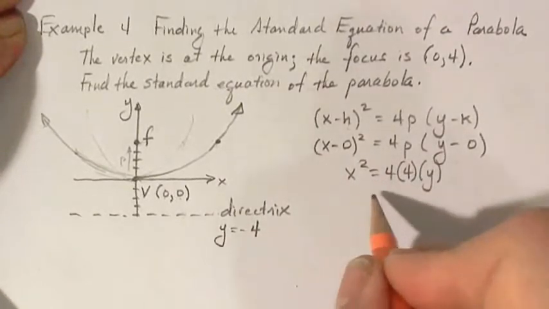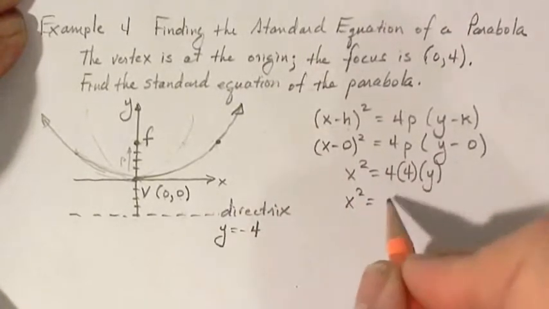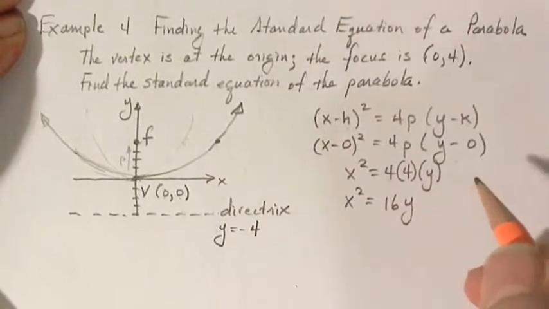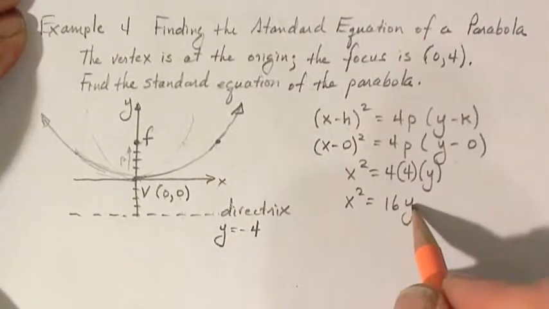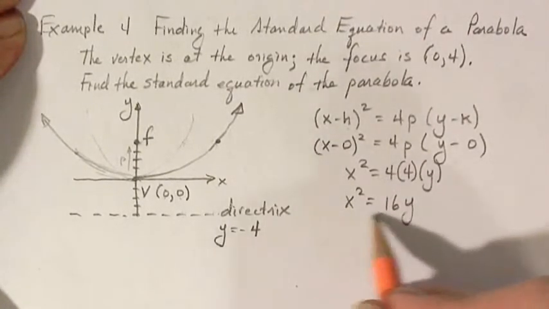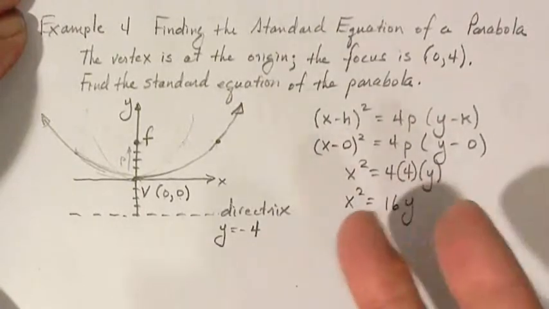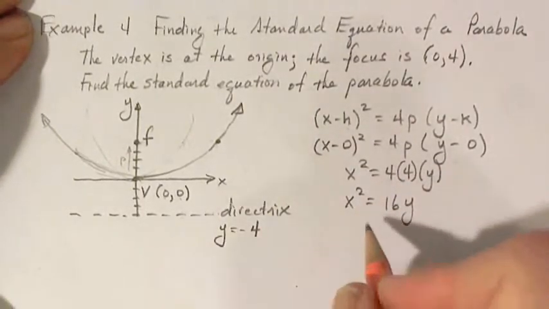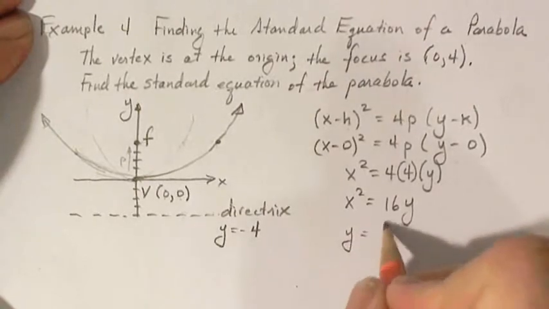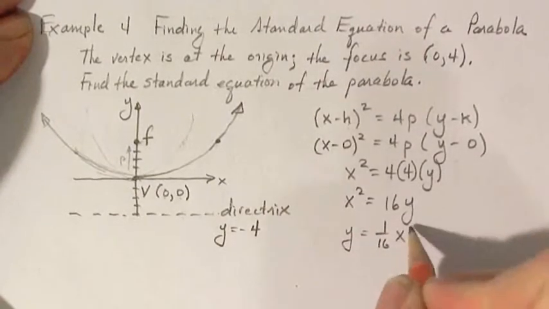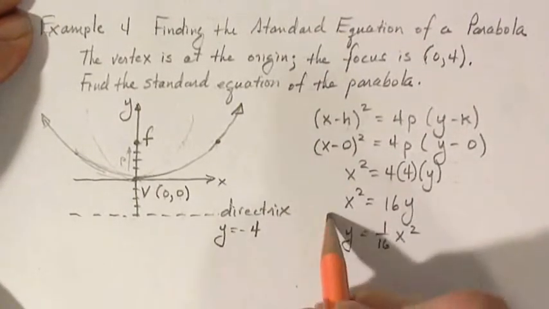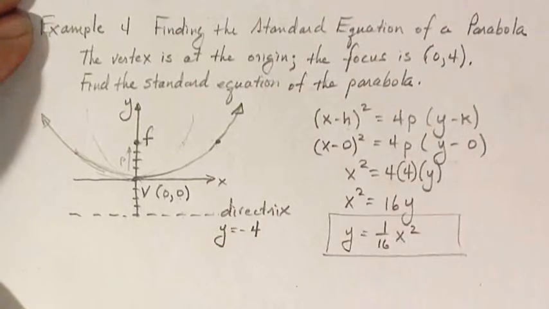Simplifying a little bit, we have x squared is 16y. Or if we want to get y by itself, we could divide both sides by 16 and flip it around, and we would have y equals 1/16 x squared. And that's the equation of our parabola.